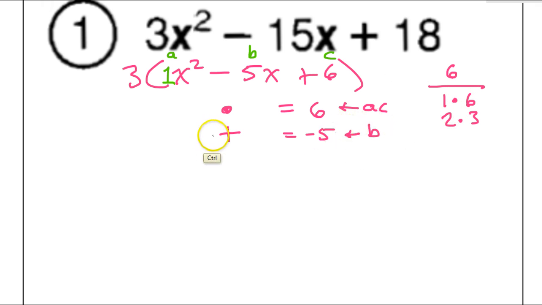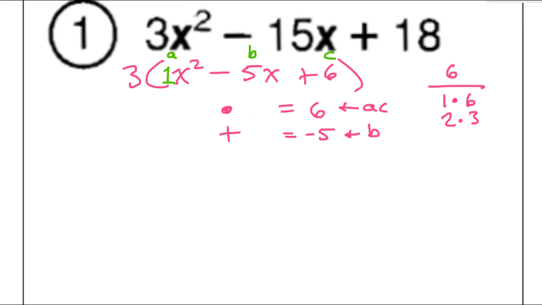If I'm going to get -5 out of a 1 and a 6, I would need a +1 and a -6. 1 plus -6 is -5. So that would mean I would have 1 times -6. But 1 times -6 is -6, not +6. So that did not work.